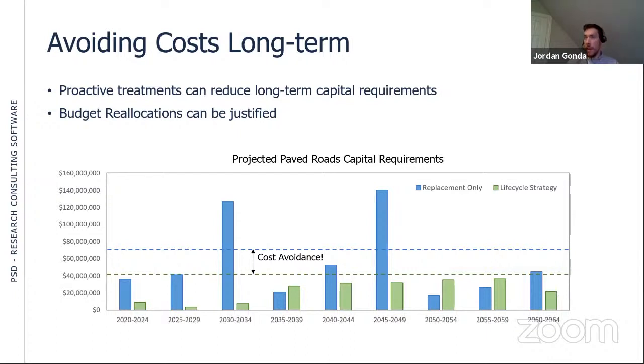And maybe with this, we might see that a budget reallocation could be justified. Maybe we can put together a relining program network-wide because we found out that that works based on our records. It might mean shifting money into different pockets because we're being strategic about how we spend it. So that's really the long-term goal of life cycle: being strategic.